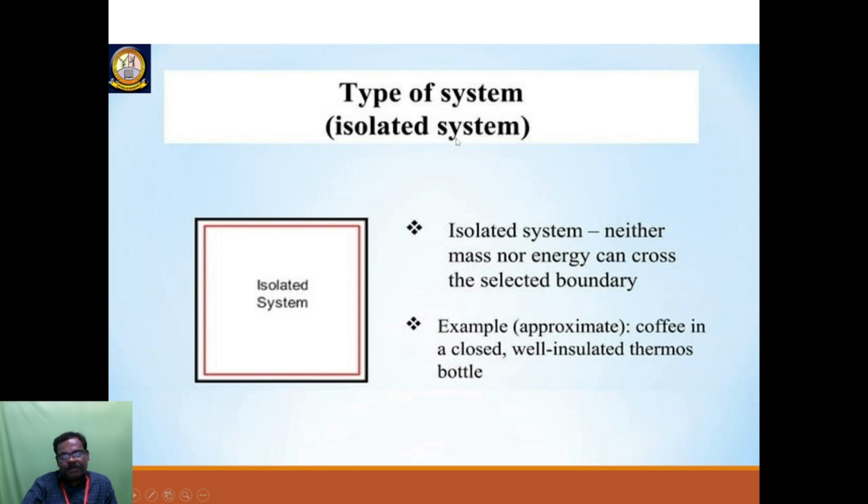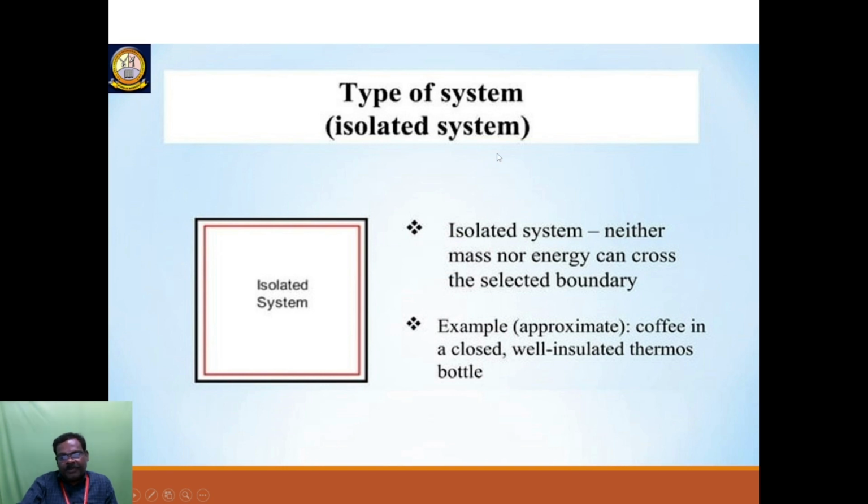So, different types of system. One is the isolated system, the second one is the open system, and the third one is the closed system. You have an isolated system, open system, closed system. This slide shows you the isolated system.